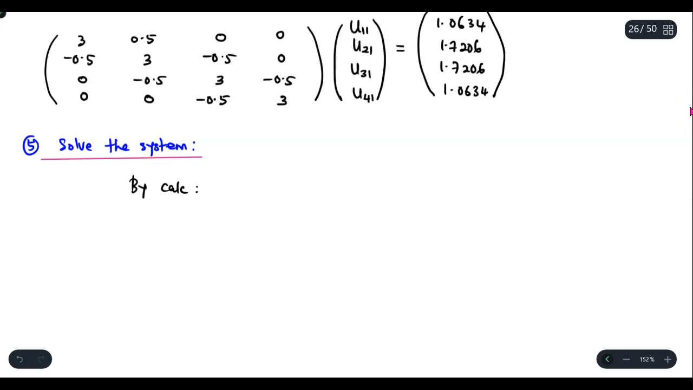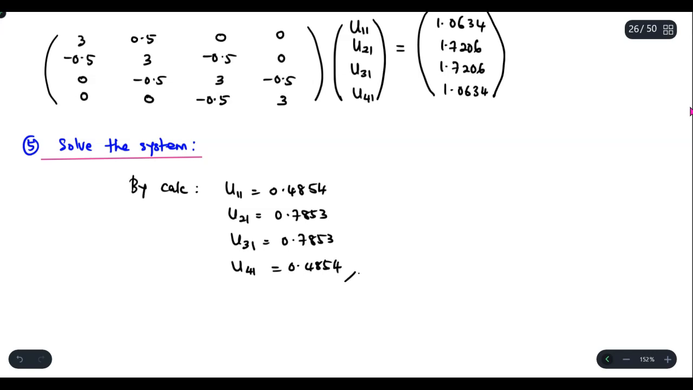So by calculator, your u11 is 0.4854, u21 is 0.7853, u31 equals 0.7853, and u41 equals 0.4854. Okay, so that's it. That's how you solve the heat equation using the Crank Nicolson scheme.